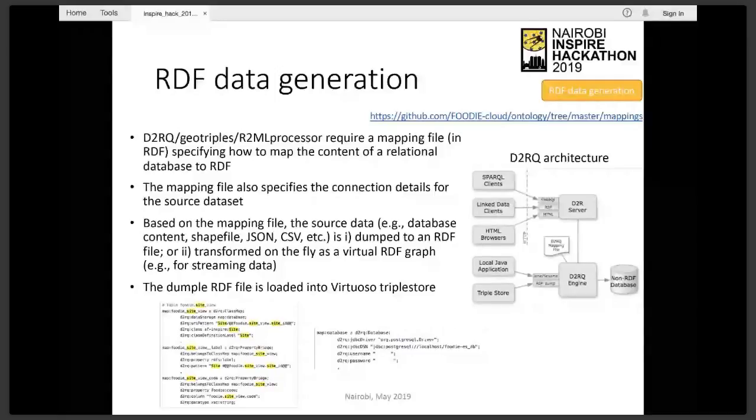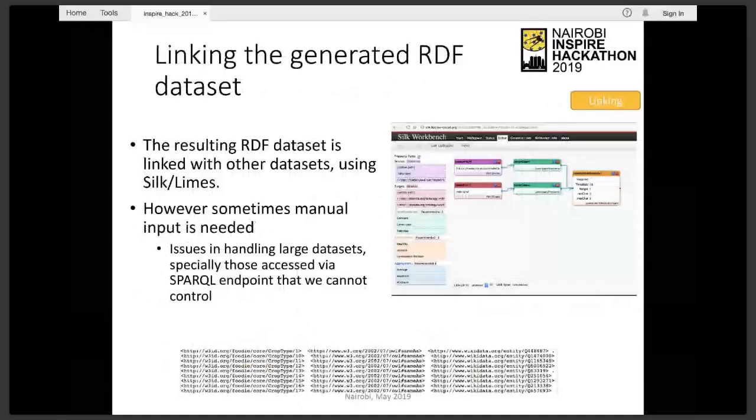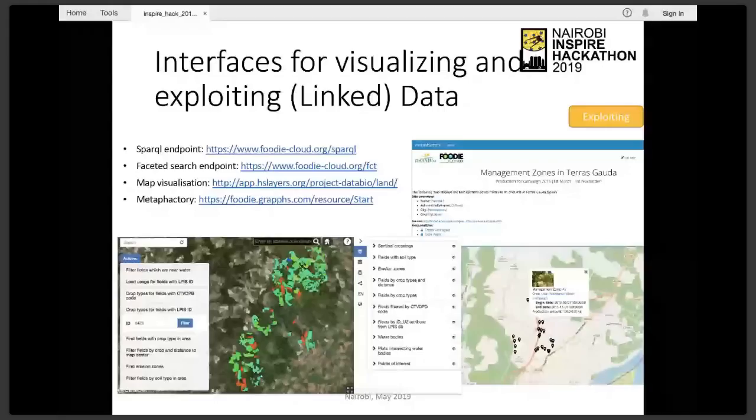Then we create the links of the data generated as RDF. So there are different tools to discover these links. And then finally, we start working with the interfaces for visualizing. So here are some examples of how you can visualize the data that is available as linked data. And also the important thing here is that you can see many data sets together, so integrated.